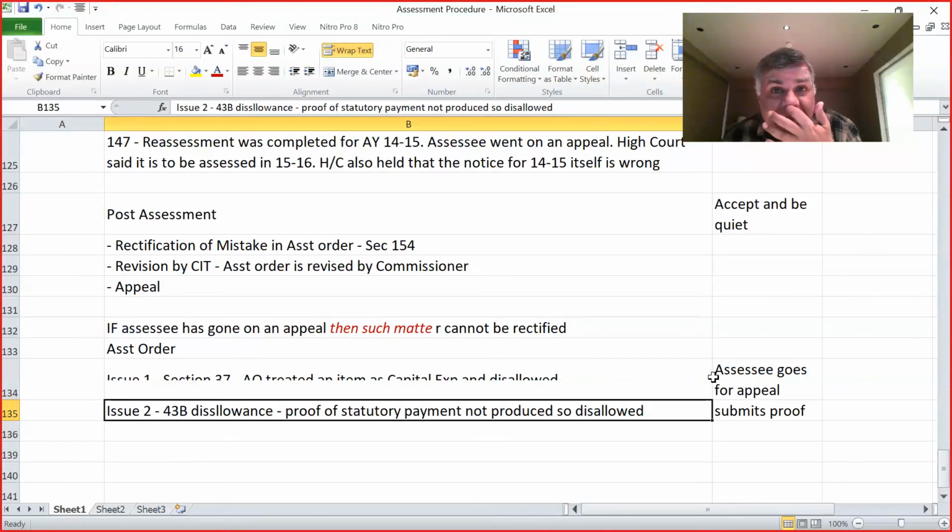For one part, if he has gone on an appeal, it doesn't mean all the parts should be read together. For the other parts, rectification or revision is possible. For that matter alone, rectification cannot be done. That was clarified by the law. So, two base rules. One, mere change of opinion. Two, rectification cannot be made if the assessee has gone on an appeal, but the law clarified only for such matter that appeal holds good. For all other matters, rectification is still an open option.